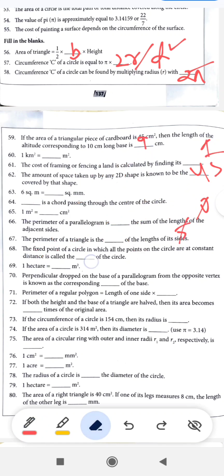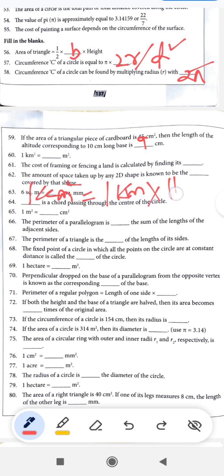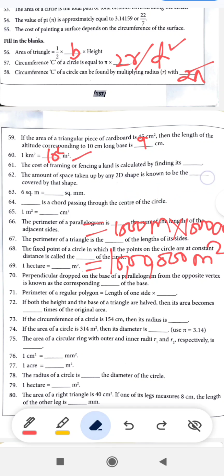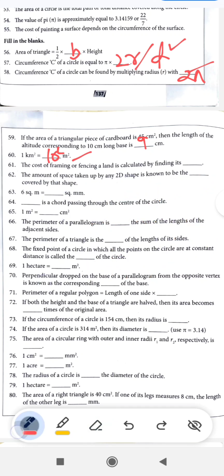Now the next question: 1 kilometer square is equal to dash meter square. The simple formula is that 1 kilometer square means 1 kilometer into 1 kilometer. 1 kilometer converted to meter is 1000 meter into 1000 meter. So with 1 there are 6 zeros, meter square. It means it is 10 lakh meter square. Let me write it here because there is not sufficient space. It is 10 lakh meter square.